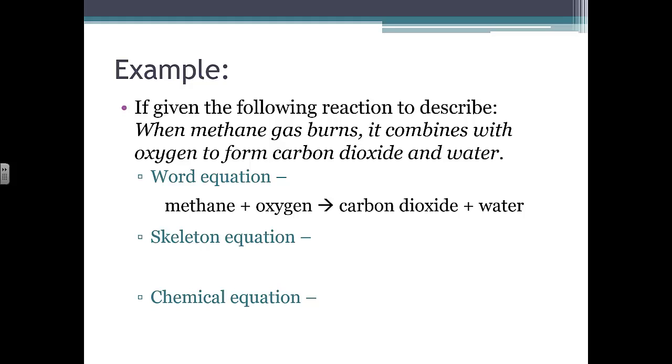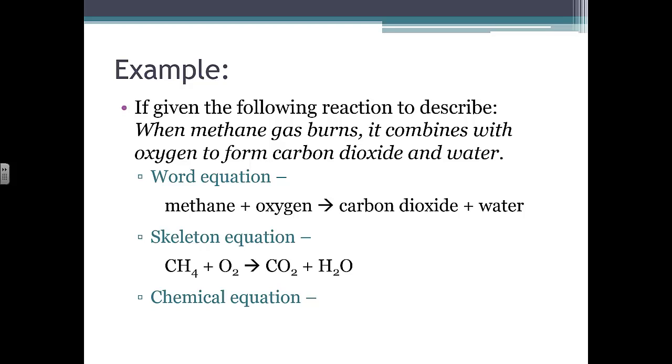From that, we can create a skeleton equation where we insert formulas in place of each of these words. Now, we have to remember certain things, like the fact that some elements, such as oxygen, occur in a diatomic state. So when we write our skeleton equation, we need to make sure we're using proper formulas. In this case, methane is CH4, oxygen, as I just mentioned, is going to be O2, carbon dioxide is CO2, and of course water is H2O.